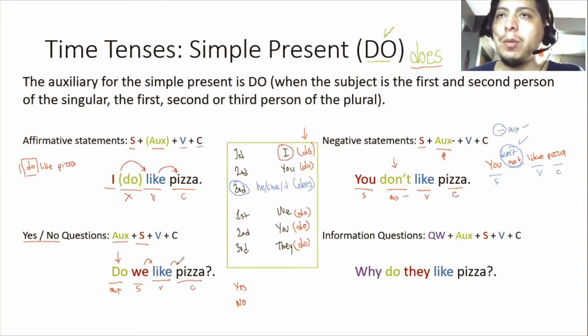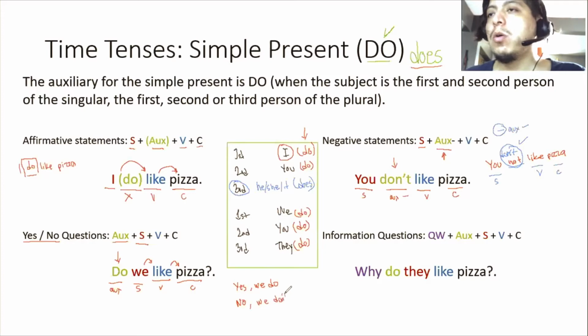In this case, the complement is an object, the thing or the person receiving the action of being liked. Do we like pizza? Yes, we do, or no, we don't. Okay, those are the only two possible answers.